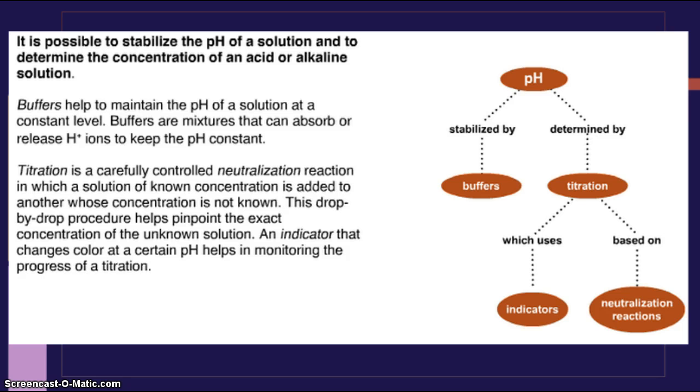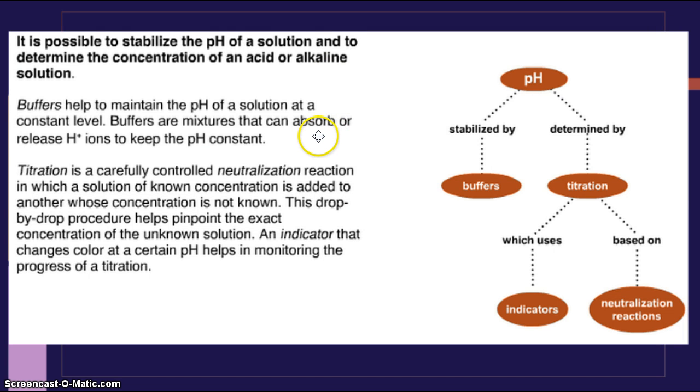It is possible to stabilize the pH of a solution and to determine the concentration of an acid or alkaline solution. What does alkaline mean? It means that it is a base. So buffers help maintain or keep the pH of a solution at a constant level. Buffers are mixtures that can absorb or release H+ ions to keep the pH constant.